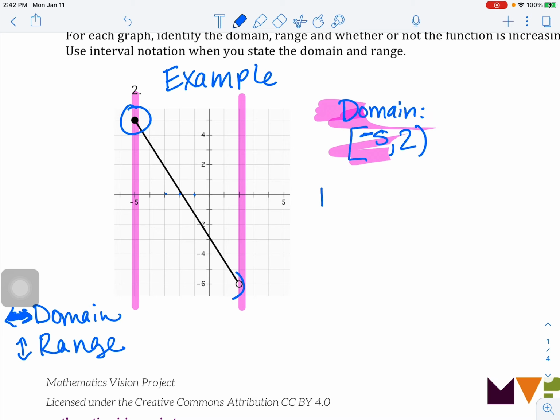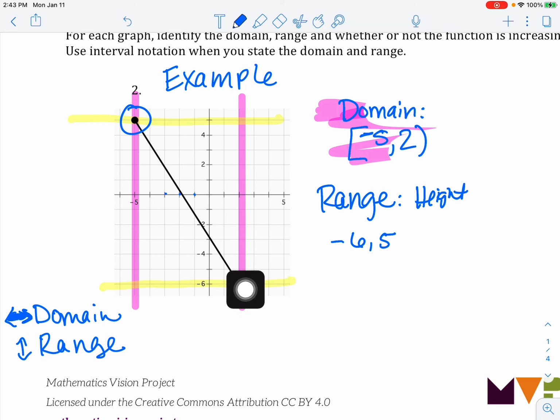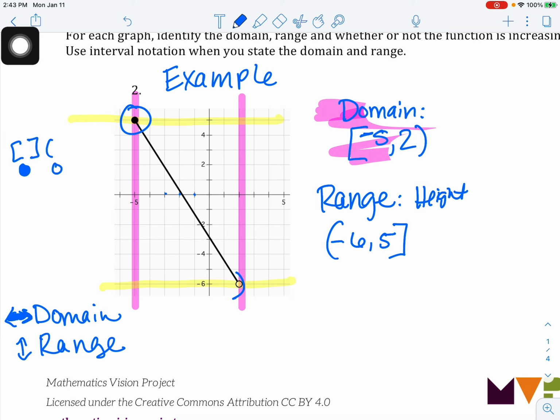Okay. Then your range. Your range is your height. So I'm going to find the lowest number in my graph. Looks like I'm getting -6. And then the highest point in my graph gives me +5. And then when I look at this point -6, that one has an open circle, so I'm going to need a parenthesis for that. And +5 is a closed circle, so that gets a bracket. So closed circle gets brackets, open circle gets parentheses.